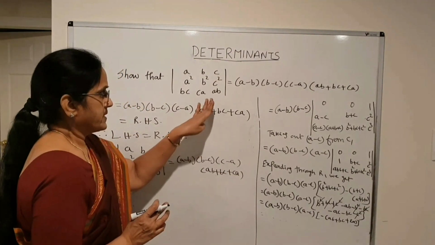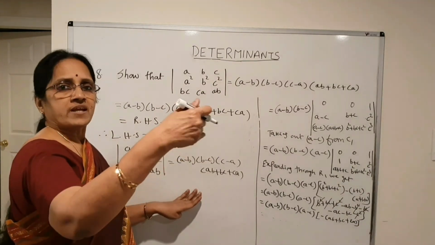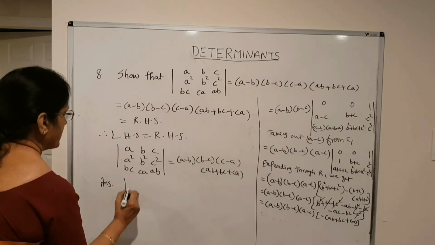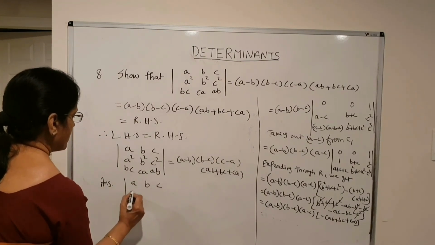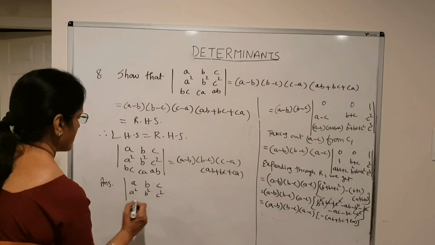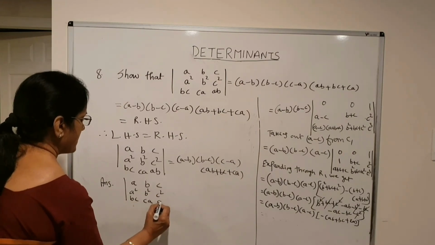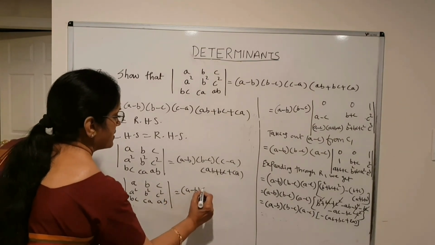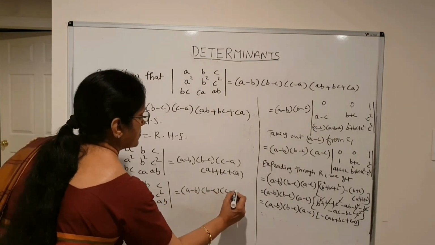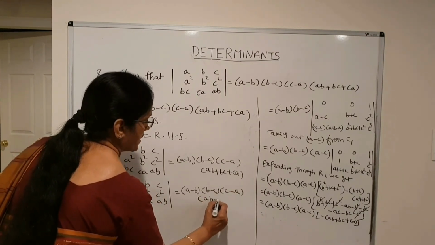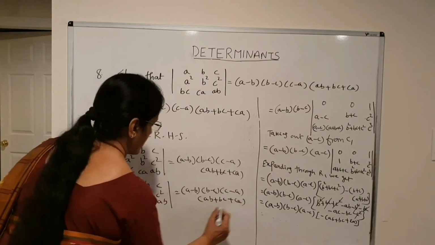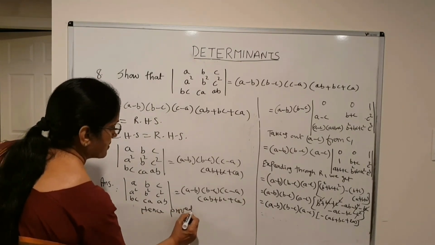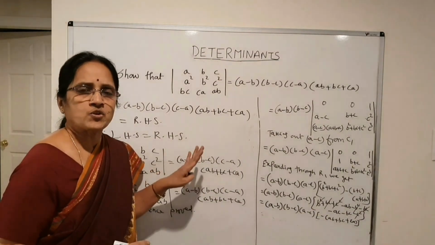So, you have concluded the question. Now, you need to write the answer again. So, answer: determinant A, B, C, A square, B square, C square, BC, CA, AB. Therefore, is equal to A minus B into B minus C into C minus A into AB plus BC plus CA, hence proved. This way you need to conclude your answer.